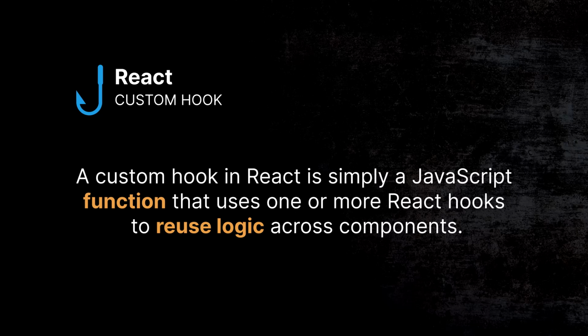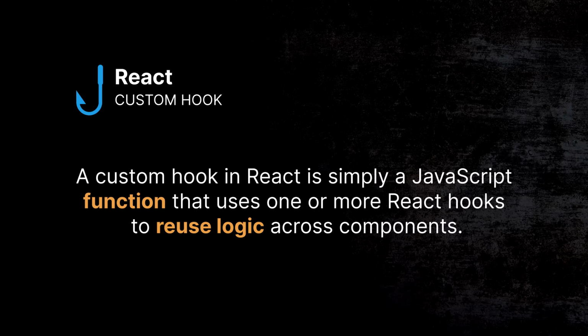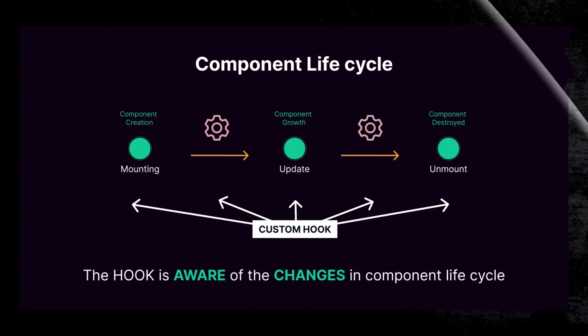So the basic idea behind a hook is logic reuse across components. A custom hook in React is simply a JavaScript function that uses one or more React hooks to reuse logic across components. But this definition is not enough. We need to mention that a custom hook is some sort of a special JavaScript function. Why? Simply because it can hook into React's internal working mechanism.